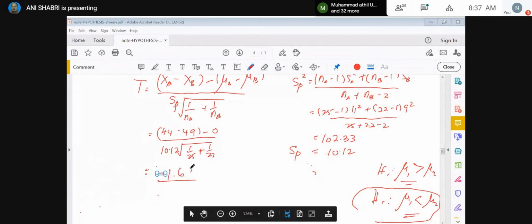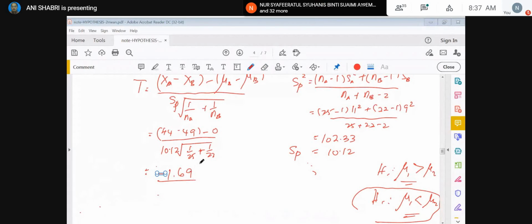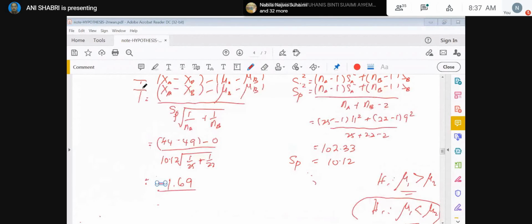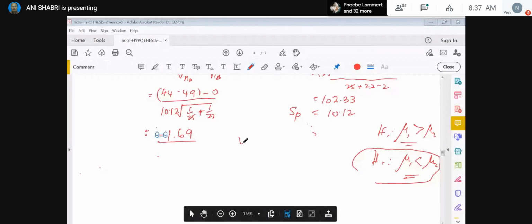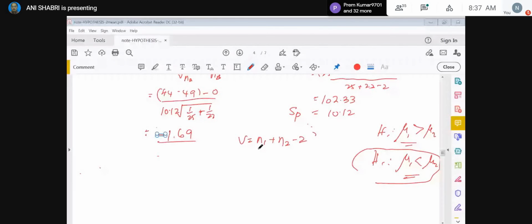We get the value is negative 1.69. Okay, after that we compare with this one is T, this one is T distribution. We must compare with T distribution. For this one, V is equal to N1 plus N2 minus 2. And N is 25 plus 20 minus 2. We can get V is 43.